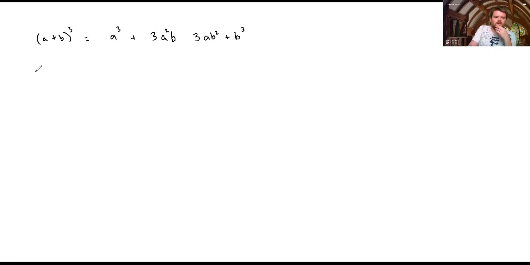If I forgot this formula, again, I could always do it out the long way. So I have a plus b times a plus b times a plus b. That's what a plus b cubed means. So you do a times a times a, times a times a times b, a times b times a, times b times b.